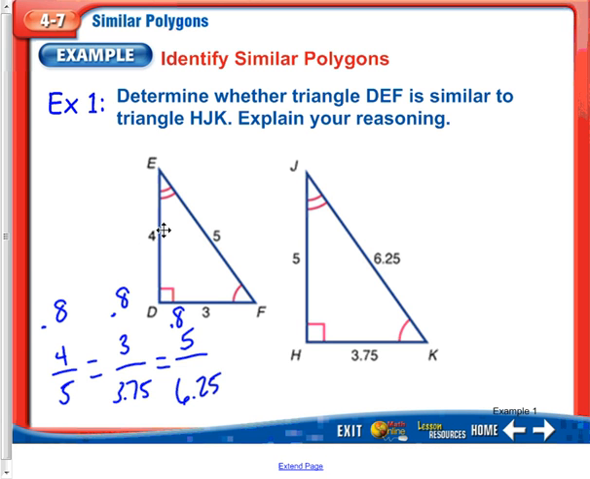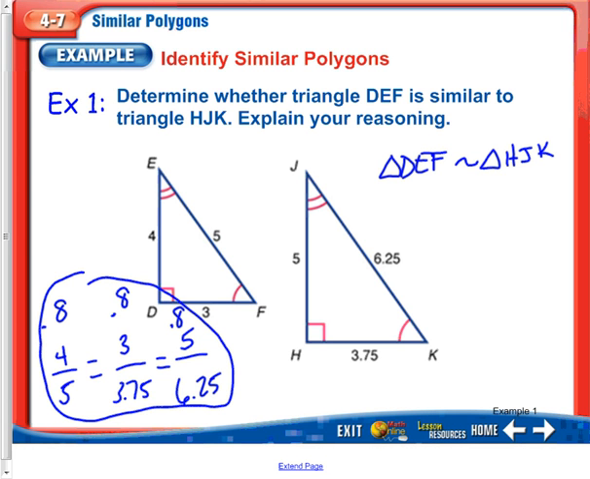So going from this triangle to this triangle, it increased, and the factor here is 0.8. So what we can say is that triangle DEF is similar to triangle HJK. And then this is our work to show that we proved that those things are all equal.